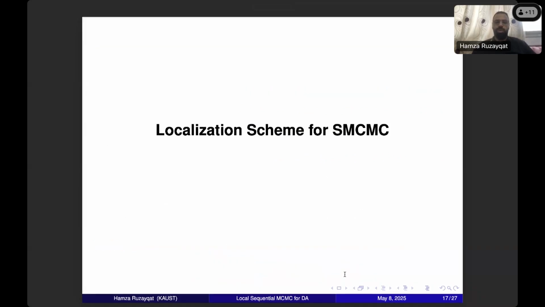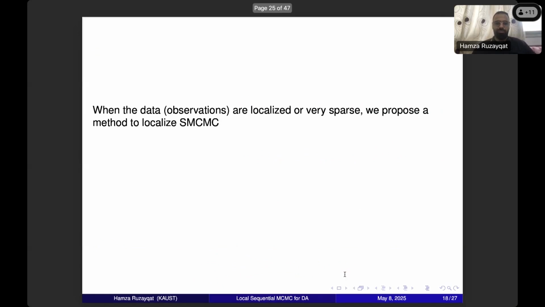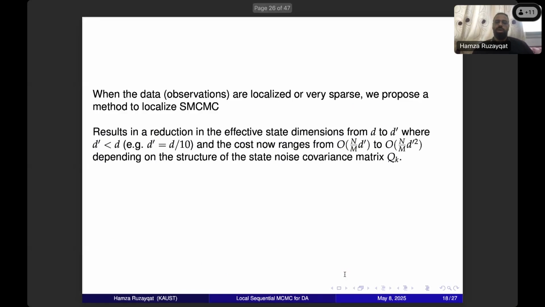Now, let me quickly go to the localization of this. As I mentioned before, when the data is localized or sparse, we propose a localized SMCMC method. And this will result in a reduction in the effective state dimension from d to d prime. And so the cost will be n over m times d prime now. And if the covariance matrix is dense, then n over m times d prime squared.